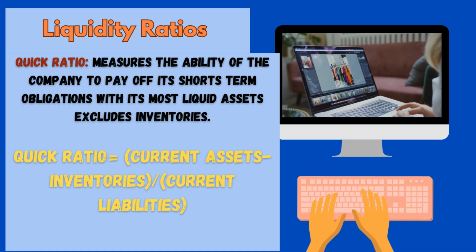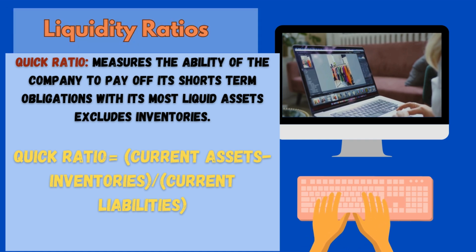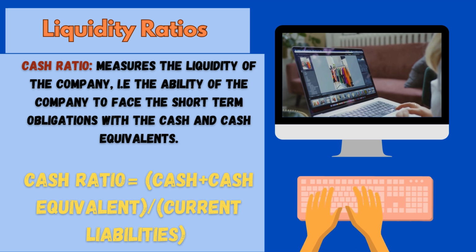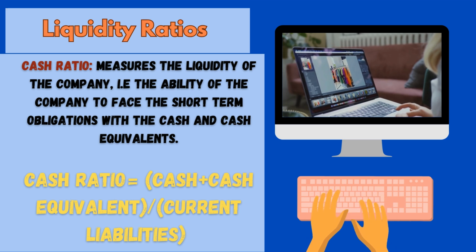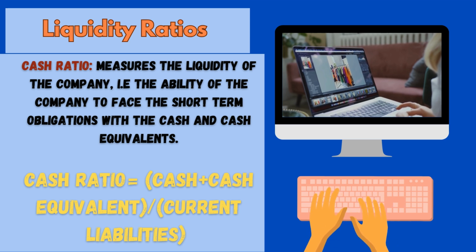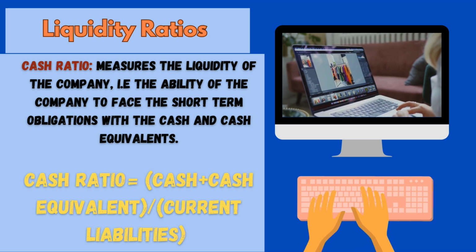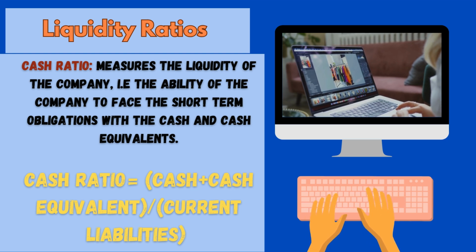The next ratio among the liquidity ratios is the cash ratio. It measures the liquidity of the company, meaning the ability of the company to face the short-term obligations, but here with just the cash and the cash equivalents. So here we take just elements like the bank or any element that the company can convert into cash in a short period.